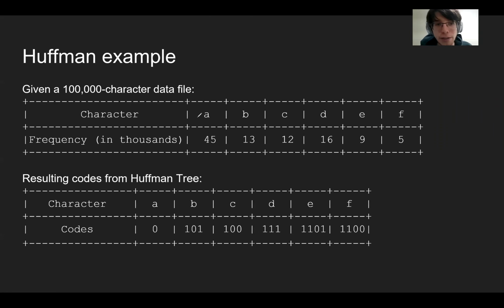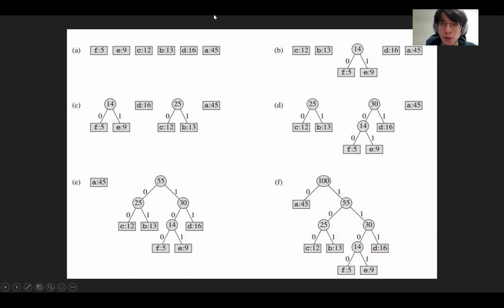So let's just say we have a file, and A shows up 45 times, B 13, C 12, D 16, E 9, F 5. So we're going to start. Don't worry about the Huffman, the thing below it yet. We're going to start with this, where we actually just separate them. We say, okay, these are going to be our leaves, because the leaves are where all of the values are, like all the characters are. Now we need to actually construct our tree, right? Because leaves on their own, this is not a tree, it's just disjoint nodes. So how are we going to do that?